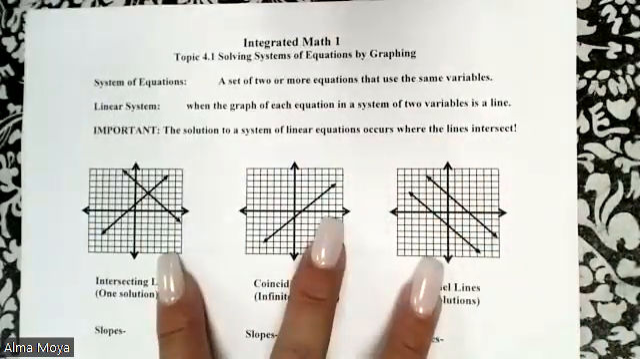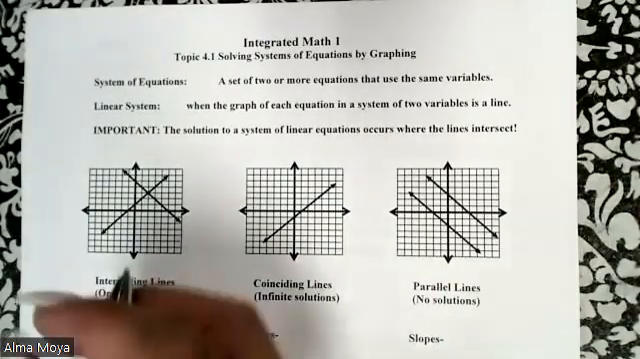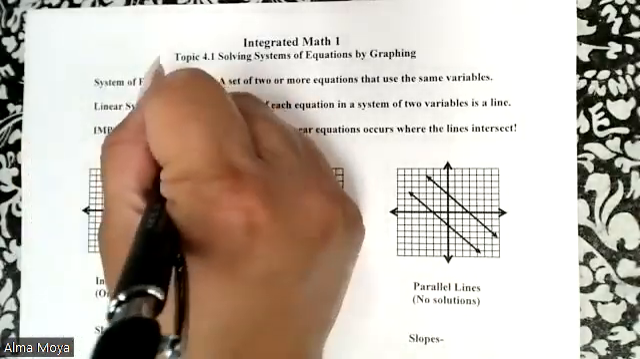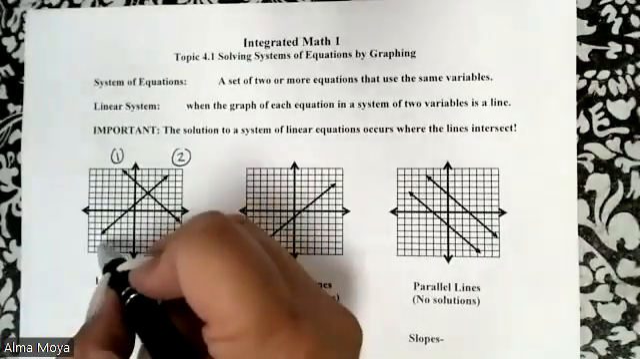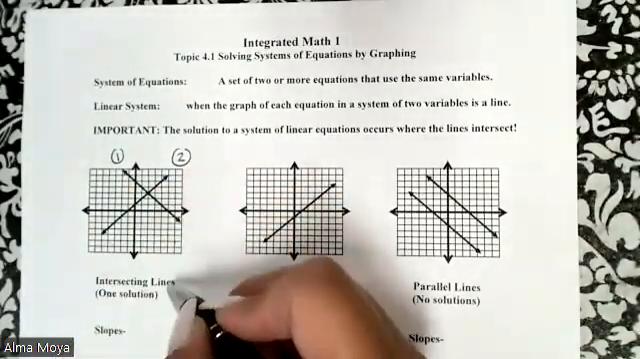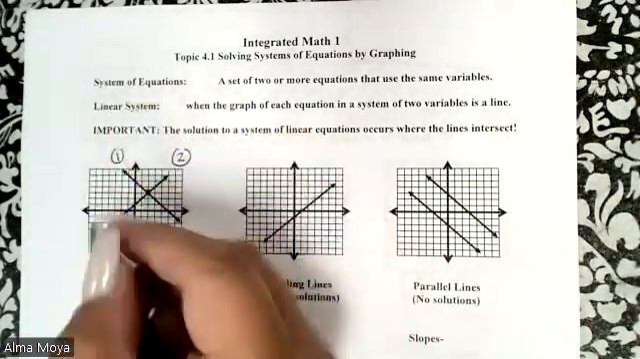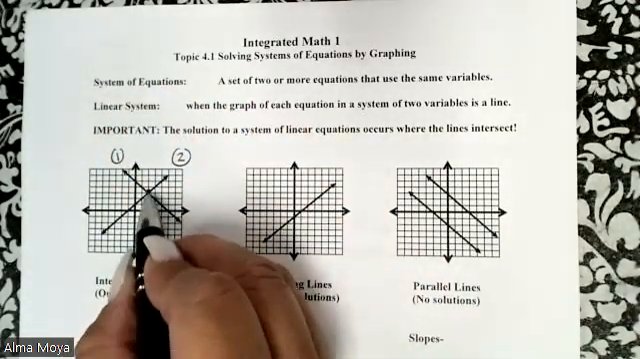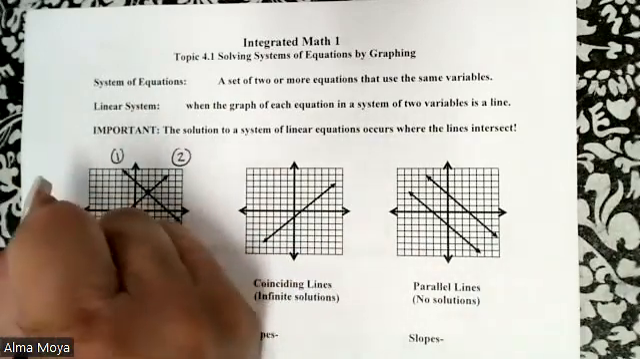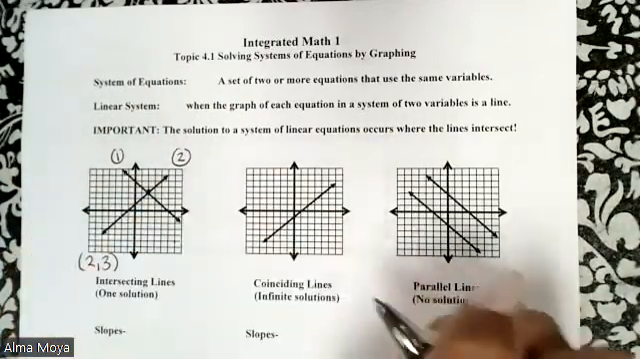So there are three different cases. Here is line 1, here is line 2. Well, right here, these are intersecting lines, which means they have one solution. So the point where they intersect, the x is 2, the y is 3. So the point of intersection here is going to be (2, 3).